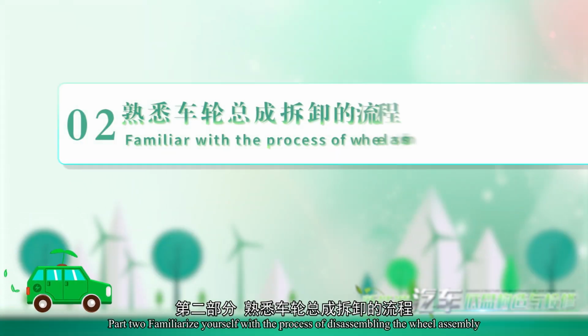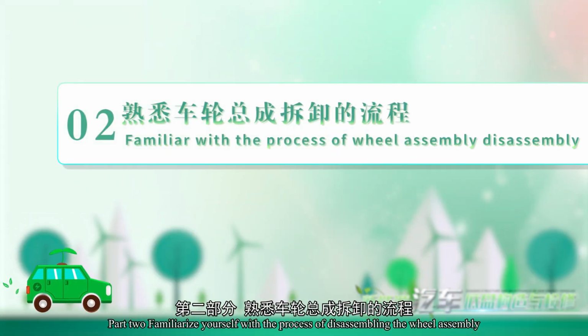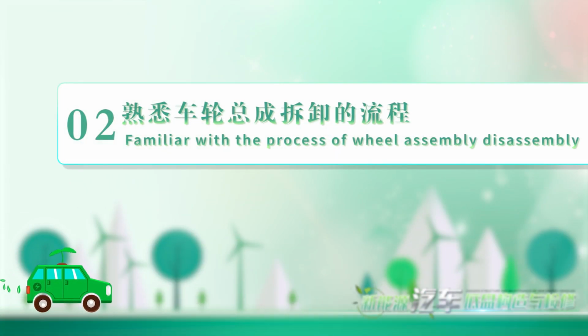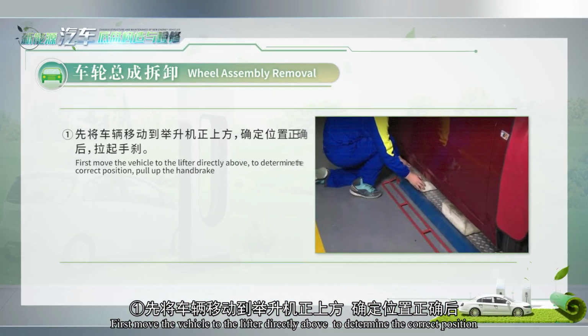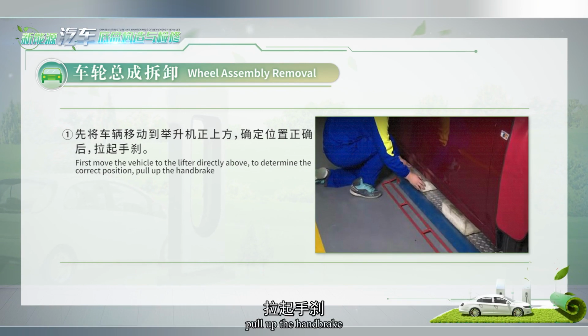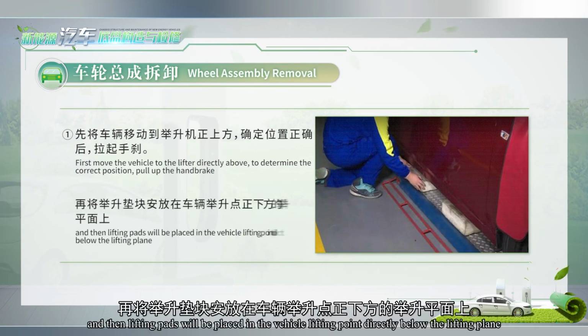Part 2: familiarize yourself with the process of disassembling the wheel assembly. First, move the vehicle to directly above the lifter to determine the correct position. Pull up the handbrake, and then place the lifting pads at the vehicle lifting points directly below the lifting plane.